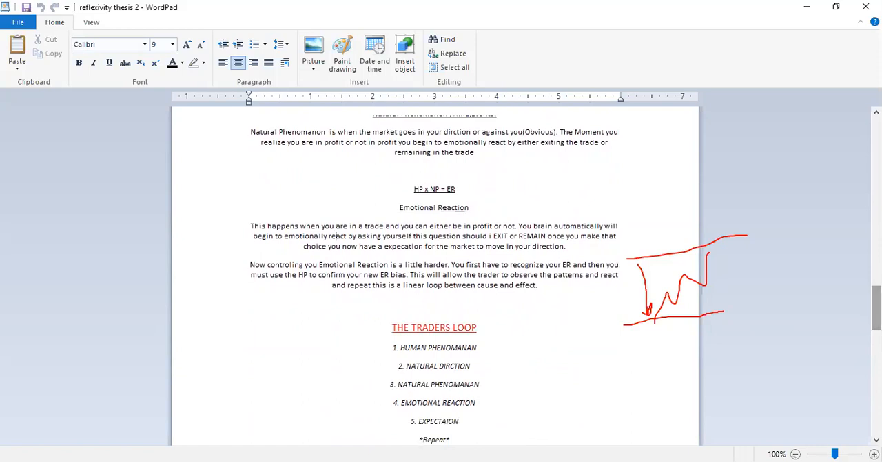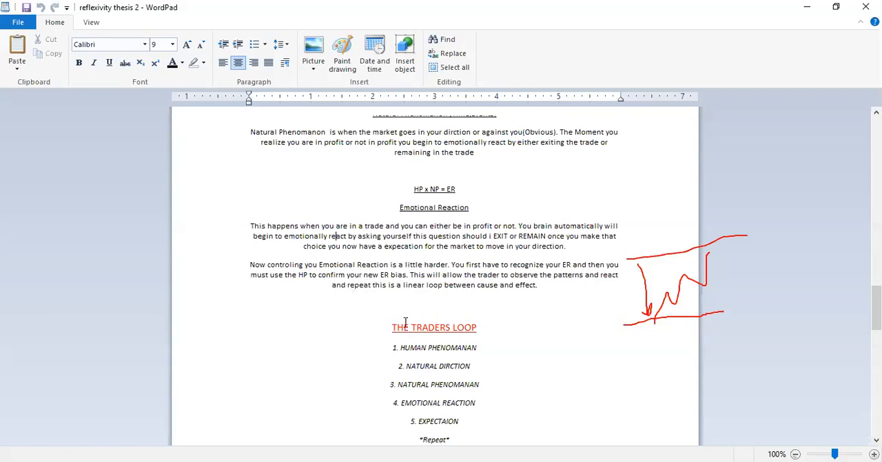Your brain automatically begins to emotionally react by asking yourself this question: should I exit or remain? Once you make that choice, you now have an expectation for the markets to move in your direction. Now that becomes self-fulfilling. Controlling your emotional reaction is a little bit harder. You have to first recognize that you're having an emotional reaction. Then you must use the human phenomenon to create a new bias.